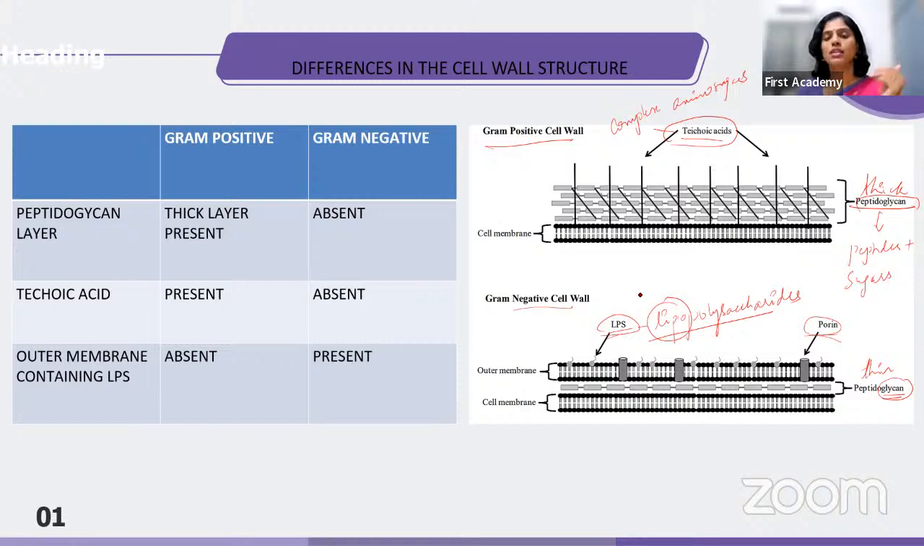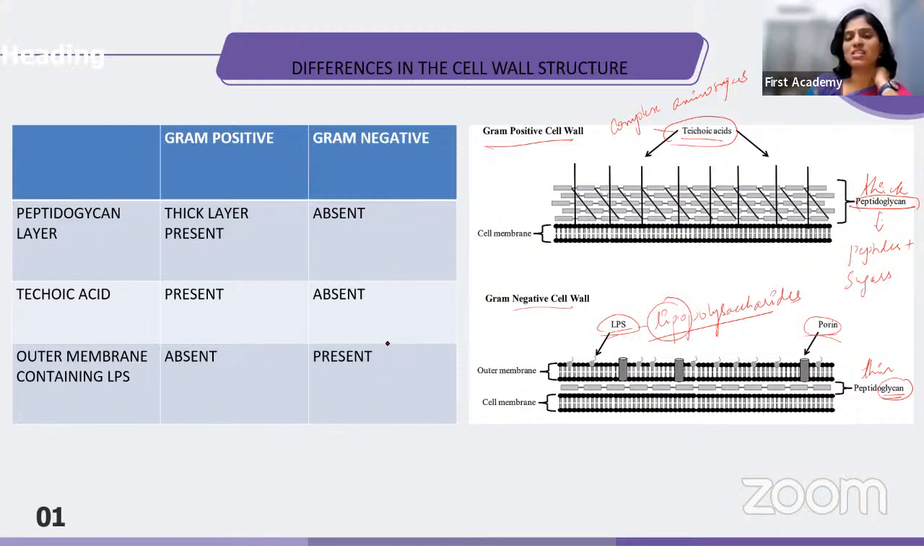Right? So the important understanding is gram-positive cell walls will have a thick peptidoglycan layer and they'll have teichoic acids on the surface of the peptidoglycan layer. Gram-negative, they have a very thin peptidoglycan layer and they have a strong lipopolysaccharide layer. So quick differentiation: peptidoglycan layer is present in gram-positive, thin in gram-negative. Teichoic acids are present in gram-positive, absent in gram-negative. Whereas the outer membrane containing lipopolysaccharides is absent in gram-positive. Now it is present in gram-negative.